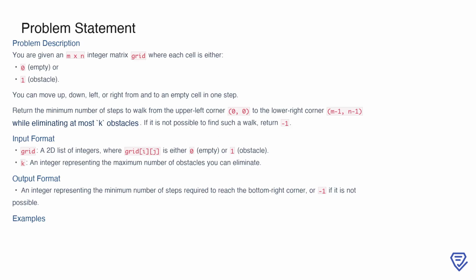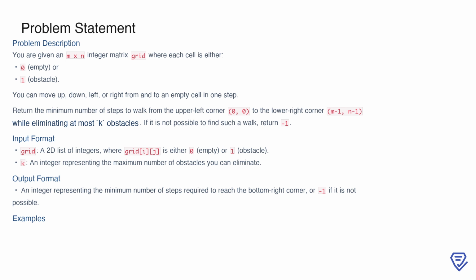In this problem, you're given a grid represented as a 2D matrix, where each cell is either empty, denoted by a 0, or contains an obstacle, denoted by a 1. Your goal is to find the shortest path from the top left corner of the grid, at position 0, 0, to the bottom right corner, located at M-1, N-1.